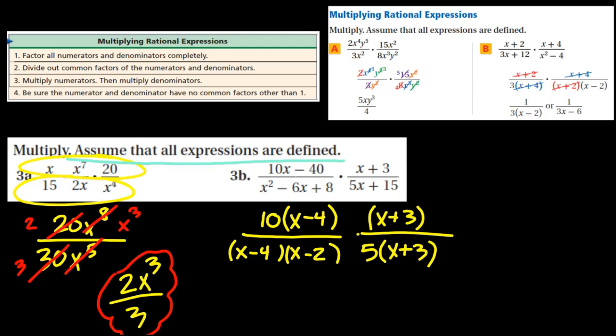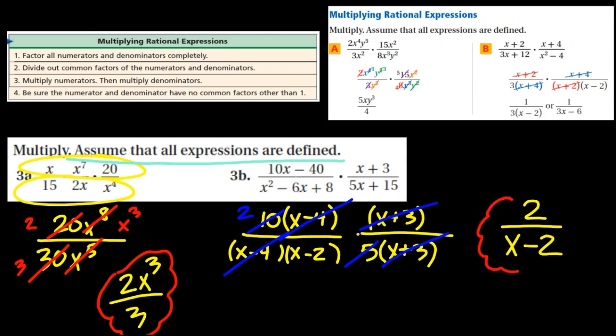So let's get our samurai sword, our math scalpel out, and let's start crossing stuff off. x minus 4, x minus 4, those cancel out. x plus 3 here, jump, jump. 10 over 5, those can cancel out. 5 and 5, that becomes a 2 right there. So really, all said and done, what I have left is 2 over x minus 2. And then there would be a bunch of restricted values, but it said not to worry about it, so I'm not going to worry about it.